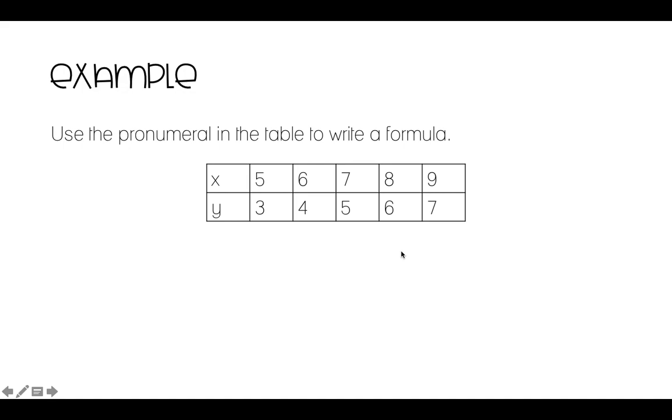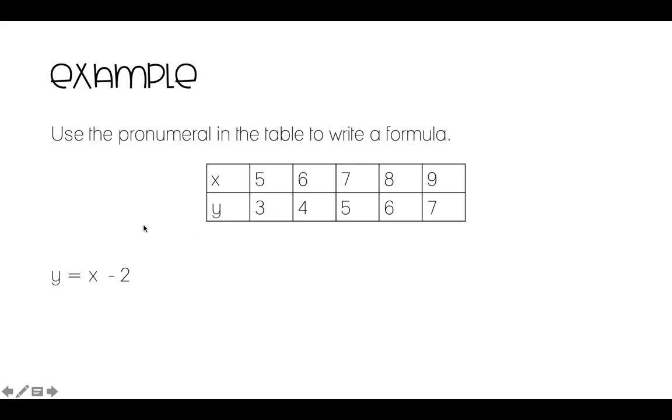So we're going to use the pronumeral in the table to write a formula. We're trying to find out what does y equal. So y equals something, and we're always going to start with x. So y equals something we've done to x. In this case, what do I have to do to go from 5 to 3? Well, I'm going to subtract 2. So we've got our pronumeral of x, or our variable, the thing that is always changing, minus 2.